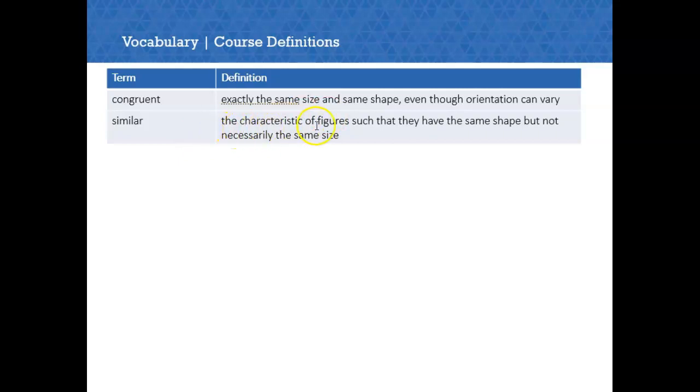Similar is the characteristic of figures such that they have the same shape, but not necessarily the same size. So they have the same shape, which means the angles are going to be the same, but the side lengths will be different. And we talked about that in our non-rigid transformation of dilations.